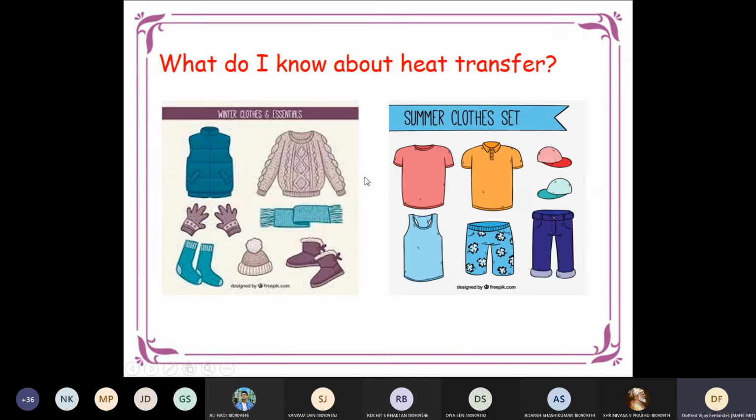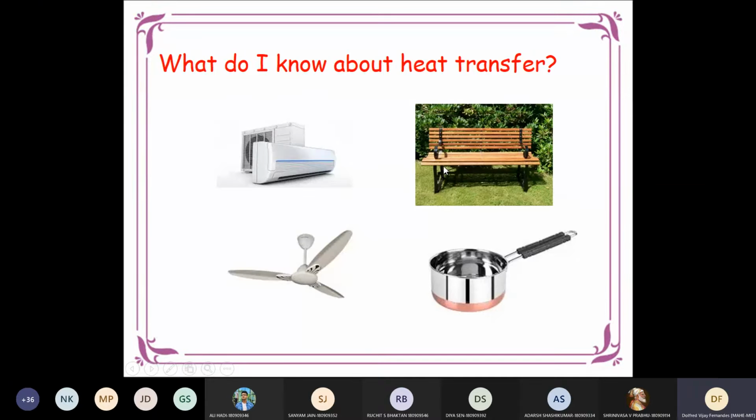Then you select clothing based on the season. In winter you wear jackets, sweaters, all those things. In summer you prefer cotton clothes. So there are many applications of heat transfer. For your comfort, you use an air conditioner or a fan.